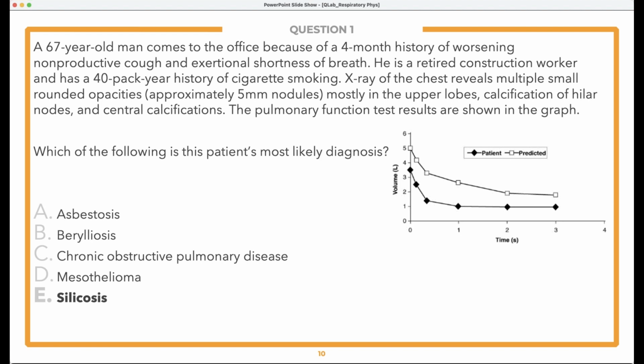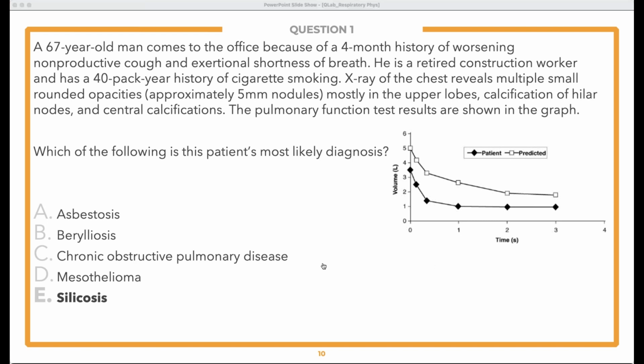Now, he does have a 40-pack year smoking history, and that does put him at risk for COPD, but that would not match with the graph. Let's look at the graph here. The volumes are reduced, and as we know, when we see reduced volumes, that should make us think of restrictive lung disease, not an obstructive pattern. Understanding the patterns between restrictive and obstructive lung disease is very high yield. That's something we definitely hit on with the students. So the graph shows we're dealing with a restrictive pattern of lung disease. That right away eliminates option C.